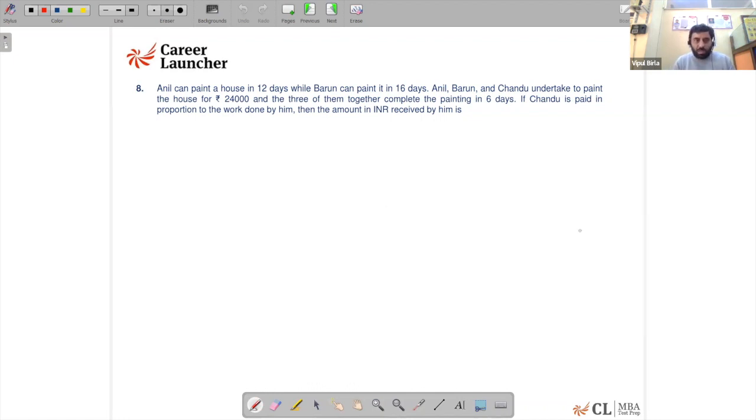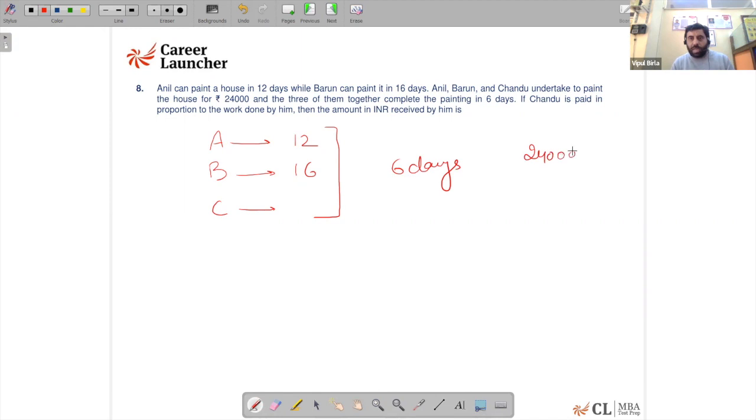So A completes the task in 12 days. This is what they have given. While B, Barun, completes the same task in 16 days. It is not given for C, but together they undertake and complete the task in 6 days. And in total they are paid 24,000 rupees for the work done. So we need to identify the share of C. Now what we'll do is identify what portion of the total work is done by C, or in one day, the number of units of work done by A, B, C, and what is the share of C in that work.